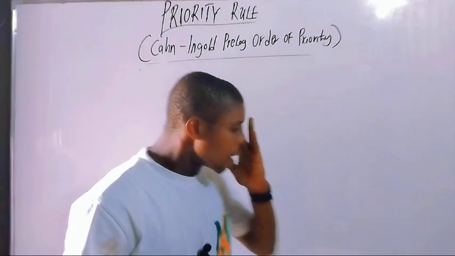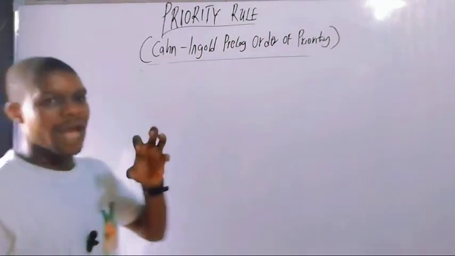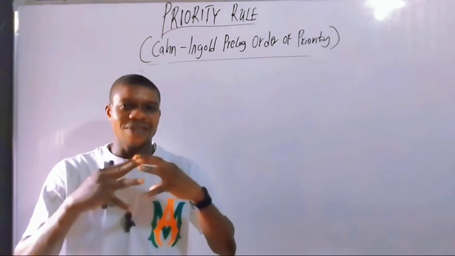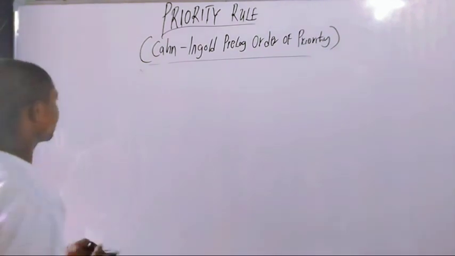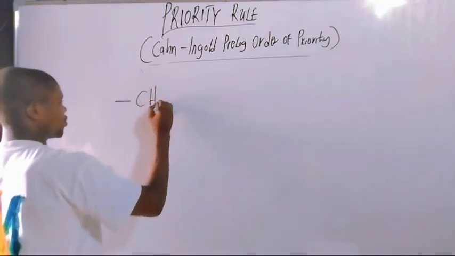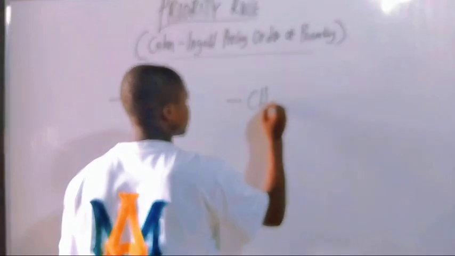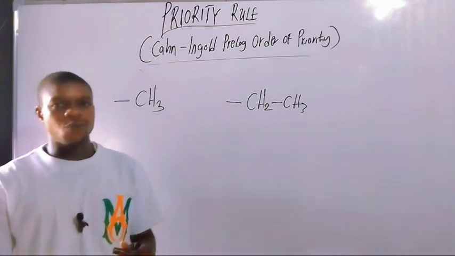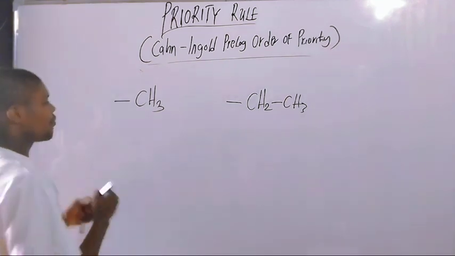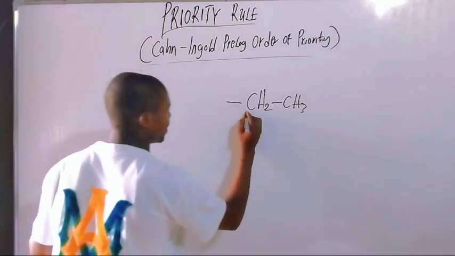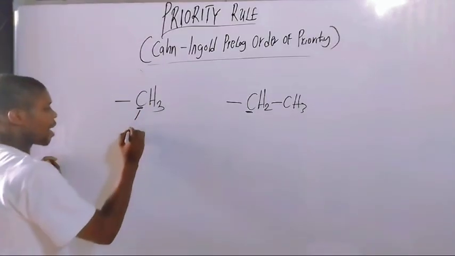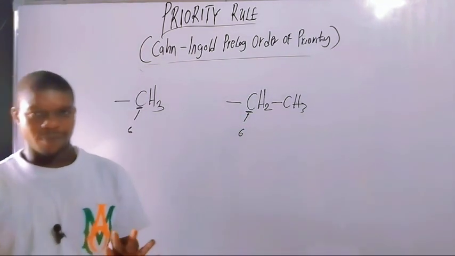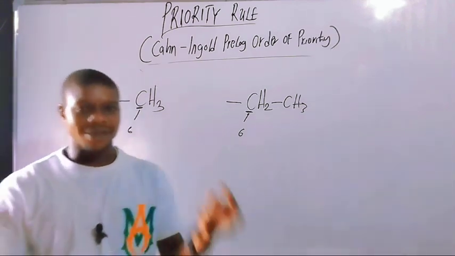Now let me explain to you here. If you have two compounds where the first atom has the same atomic number, let me give you a good example. You have CH3 and you have CH2, CH2, right? Here we have carbon as your first element. What is the atomic number of carbon? 6. So the first elements are the same, so you cannot use the first element to decide precedence.